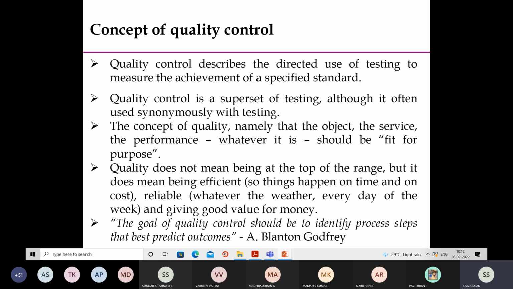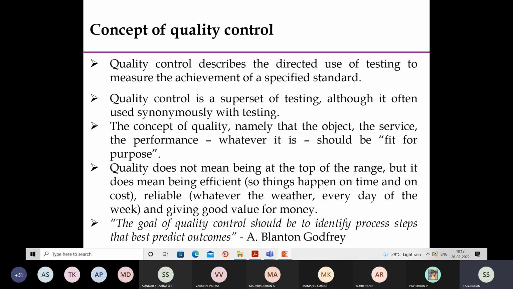So what is quality control? Quality control describes the directed use of testing to measure the achievement of specific standards. And why should we go for statistical quality control? The reason is many times you cannot do 100% inspection. For example, bolt and nut. There will be thousands and thousands of bolts and nuts manufactured by the company, so you have to take a representative sample and do the testing. And from that we try to do statistical quality control.